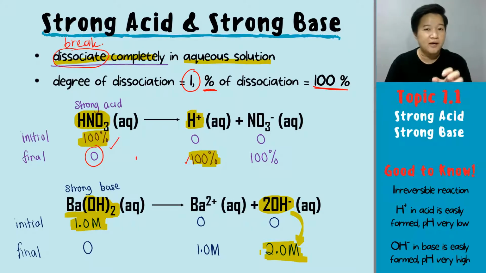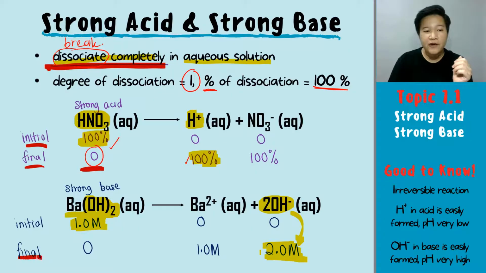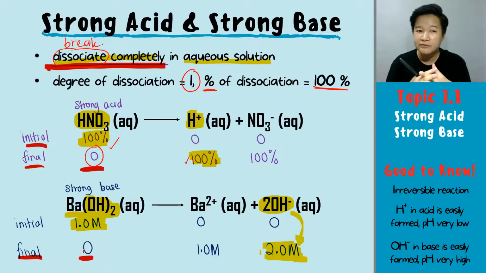So there are 2 things I want to show you on this. First, the initial and the final. Since they are going to dissociate completely, the final must be 0 for your reactant because there will be completely reacted, completely dissociated, completely break down, completely ionized. Okay? So all your reactant will then turn into your product.